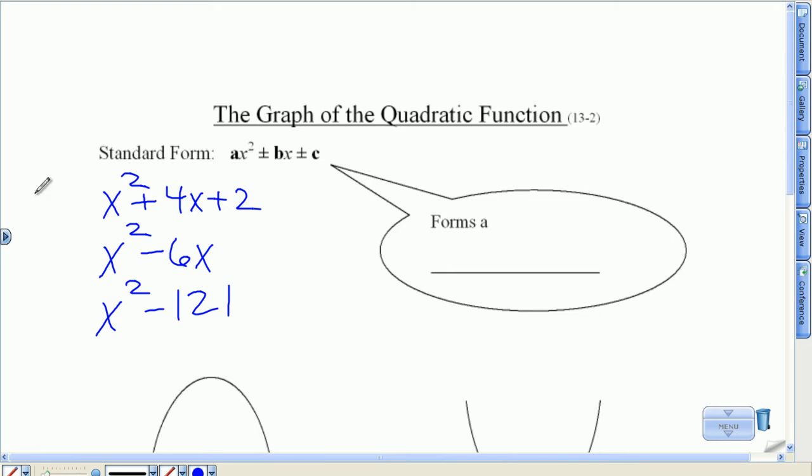So what you're going to see now is it's going to be y equals each of these, and now it's an equation that can be graphed. This looks like a curve. And you can see two examples of a curve down below.